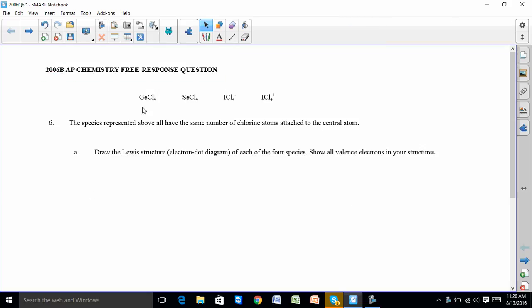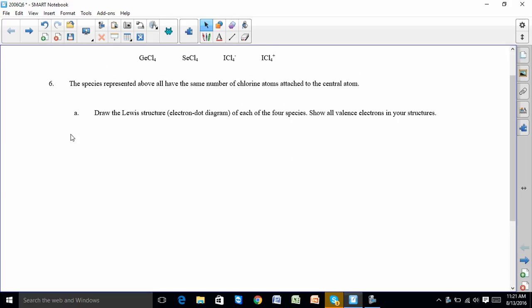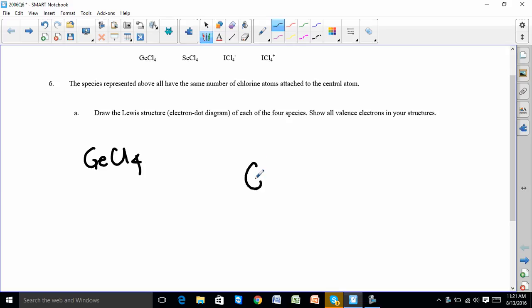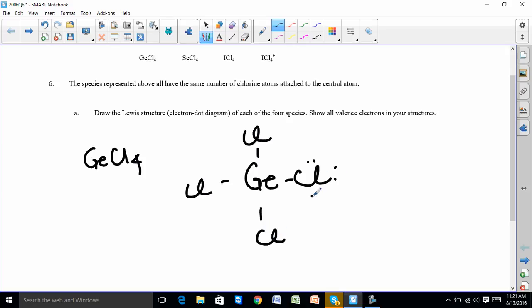Okay, so we have to draw the Lewis electron dot structure for all four of these, so we're going to need a lot of space. First question is GeCl4. I put the Ge in the middle, and then Cl4. The middle guy has no dots, and each chlorine needs 6 dots. If I do ORP, 6 and 6 and 6 and 6 is 24, 26, 28, 30, 32. ORP is 32.